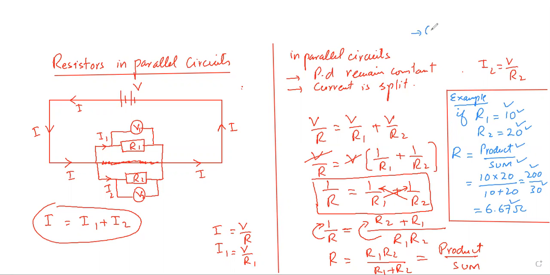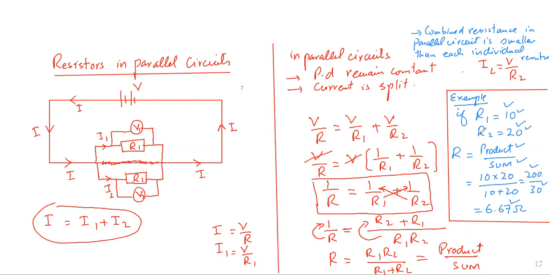That means combined resistance in parallel circuits is smaller than each individual resistor.